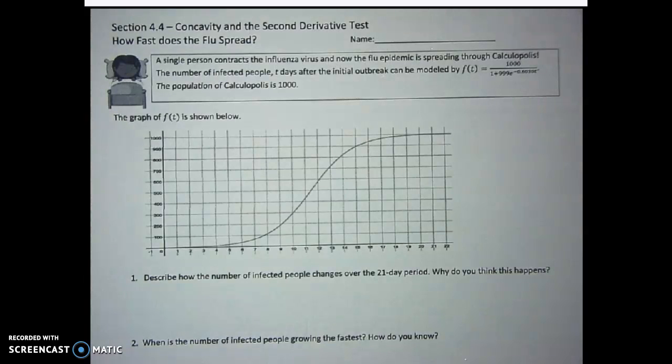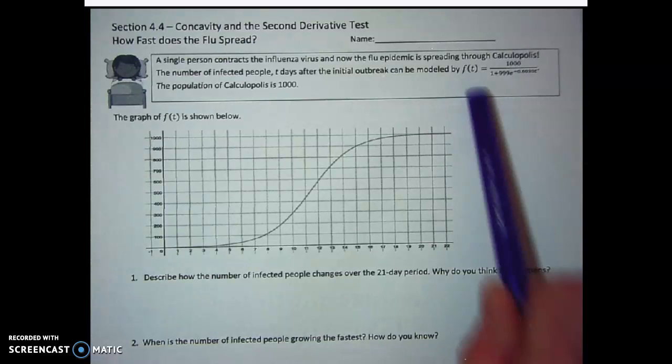Section 4.4, concavity and the second derivative test. How fast does the flu spread? This question is rather appropriate for what's going on right now. So a single person contracts the influenza virus or some other virus, and now the flu epidemic is spreading through Calculopolis. The number of infected people t days after the initial outbreak can be modeled by this function.